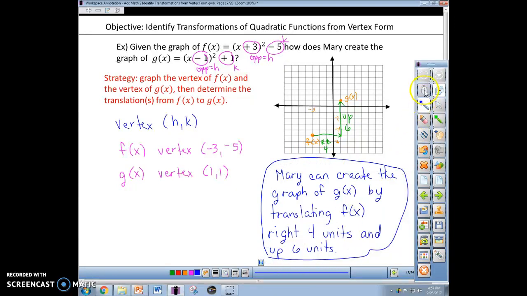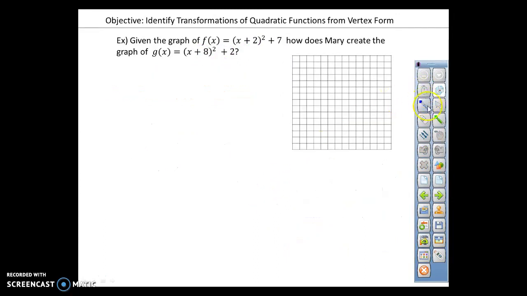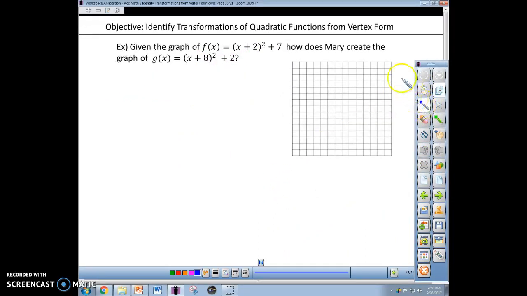All right, let's take a look at one more of those. So here again, we're looking at Mary wants to create g of x starting with f of x. So we want the vertex of f of x. And that vertex would be (-2, 7). The h, again, remember, being the opposite of that +2 to give us -2. And the k being the +7.